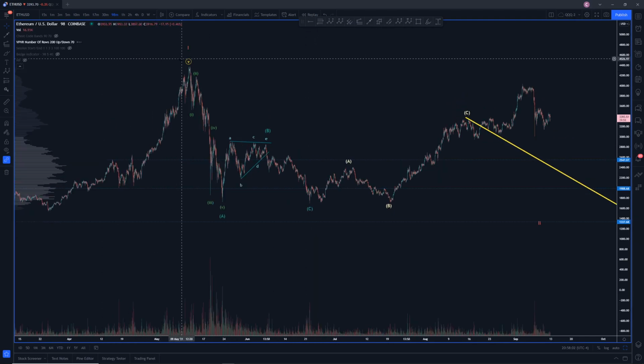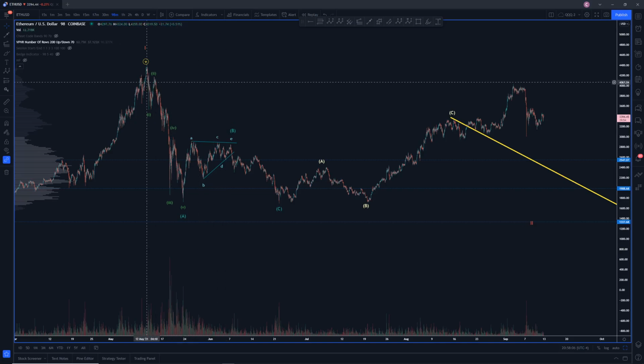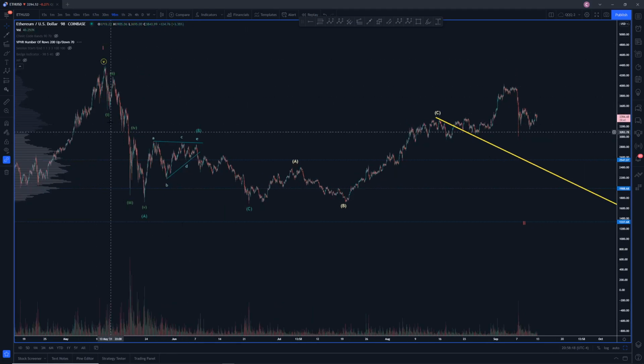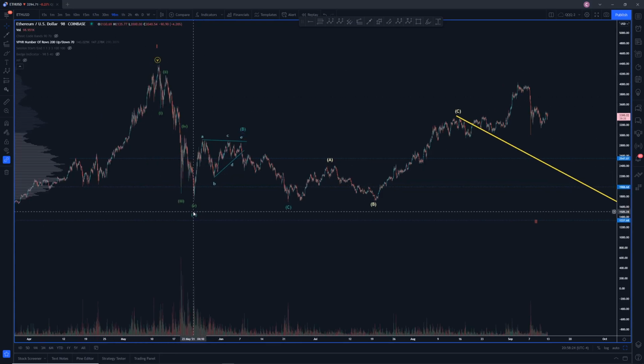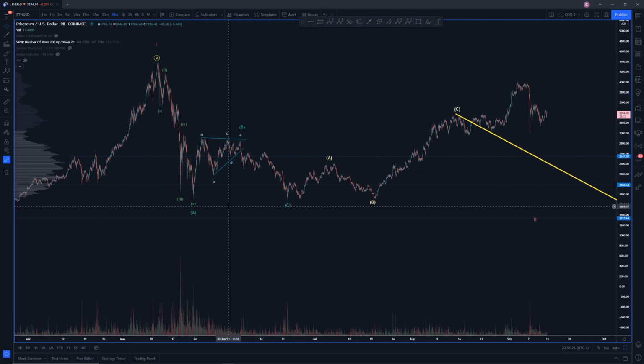So starting from our highs up here, one thing that I think is super clear and that I've had for quite a long time on my chart is this green 1, 2, 3, 4, 5 right here. This is an impulse downwards from our top peak up here of about $4,400 that brought us to about $1,700 on Ethereum. I really like how this counts as a 1, 2, 3, 4, 5, so I'm going to leave this in, and I have this labeled as the blue A wave right here.